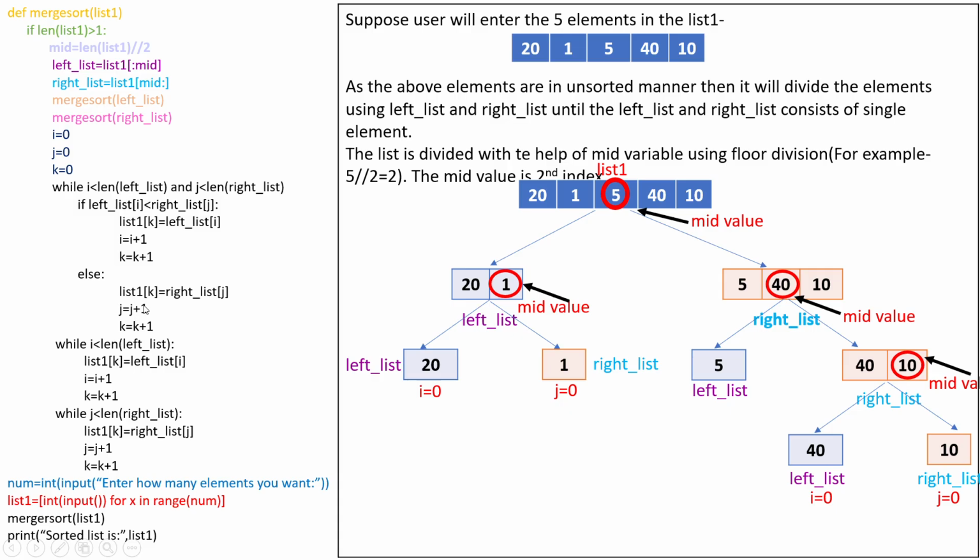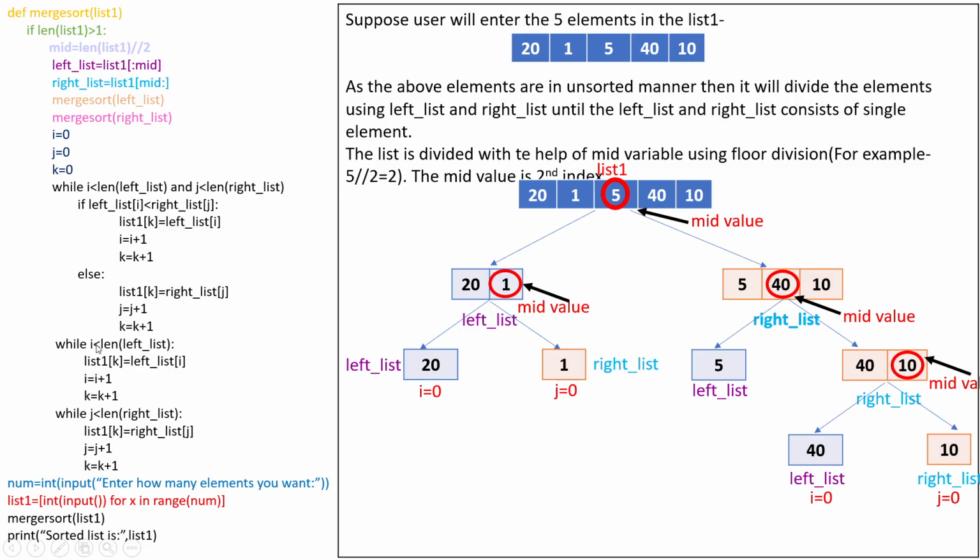Now j is equal to 1. i less than length of left list. i is still 0. 0 less than length of left list, which is 1. 0 less than 1, true. And j is now incremented. j, 1 less than length of right list. Right list is also 1. 1 less than 1, false. So it will terminate this loop and go to the next line.